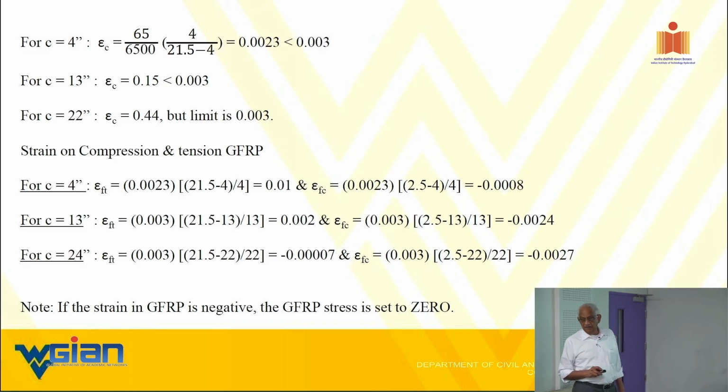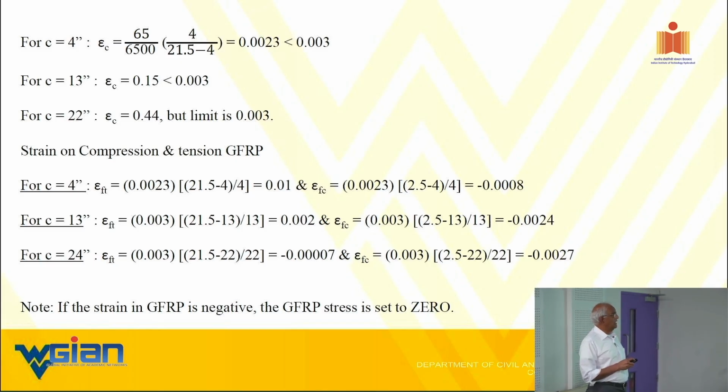0.003 is my limit. Yes, sir. At 4 inches, my strain in concrete is 0.023. At 13 inches, the strain in concrete is 0.15. Likewise at 22 inches. So what this implies is, can you read that? I can have any high strain I want. It has no meaning to it once it exceeds. That's what it means.